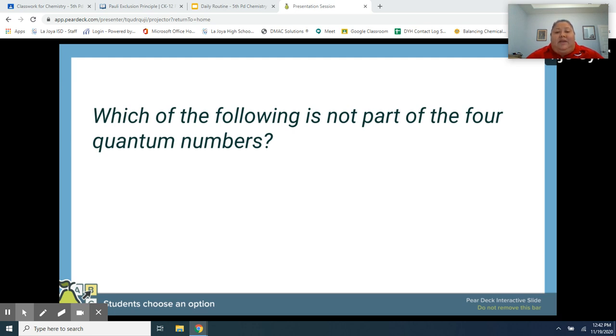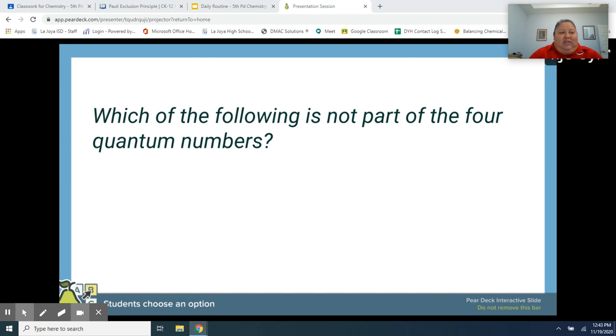Which of the following is not part of the four quantum numbers? And read them carefully, guys. Read them carefully. Let me put all four of them in the chat. A, is it the principal? QN is just quantum number, okay? Don't get that confused. Quantum number.